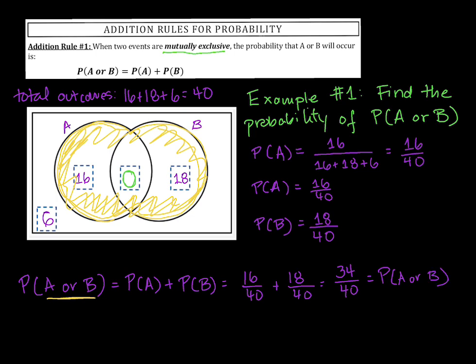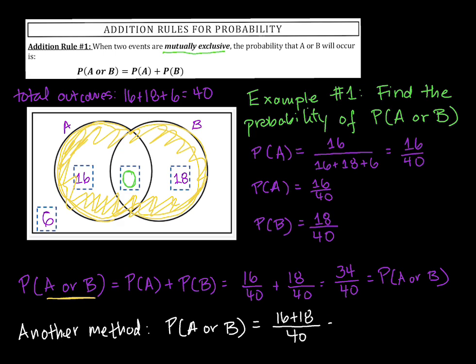Just because we can visualize all this, this is the other way to do it in this case. Another way to do this would be to observe that, like I explained, the probability of A or B means that the number of elements in A or B is 16 plus 18 out of 40. So again, that's 34 out of 40.